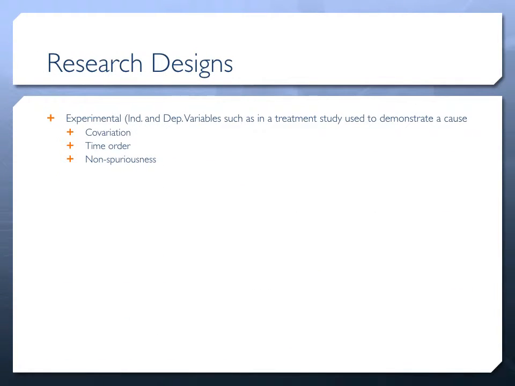We're going to start with looking at the various types of designs. The first one, which I think is probably the most common, is known as an experimental research design. And this is where independent and dependent variables, such as in a treatment study, are used to demonstrate a cause. So what we do is we look at a dependent variable, let's say heart rate, and we look to see whether or not there is a change in heart rate due to a particular intervention that we put into the study, or a particular treatment if we're talking about a drug.